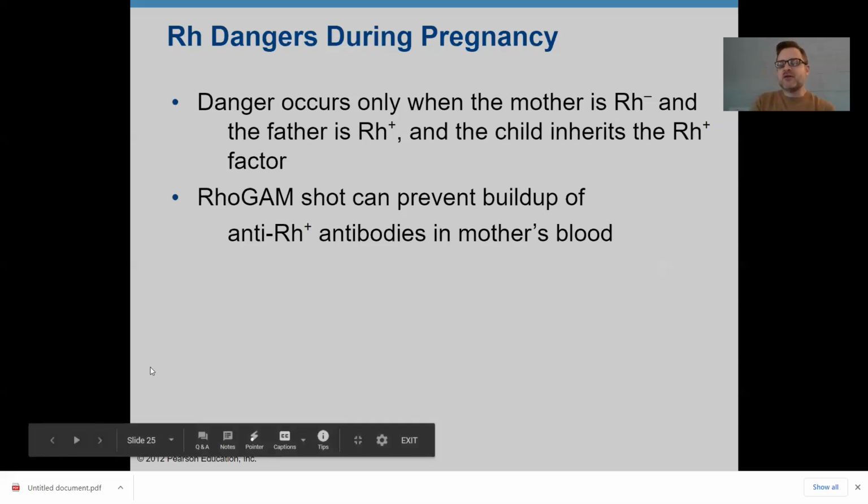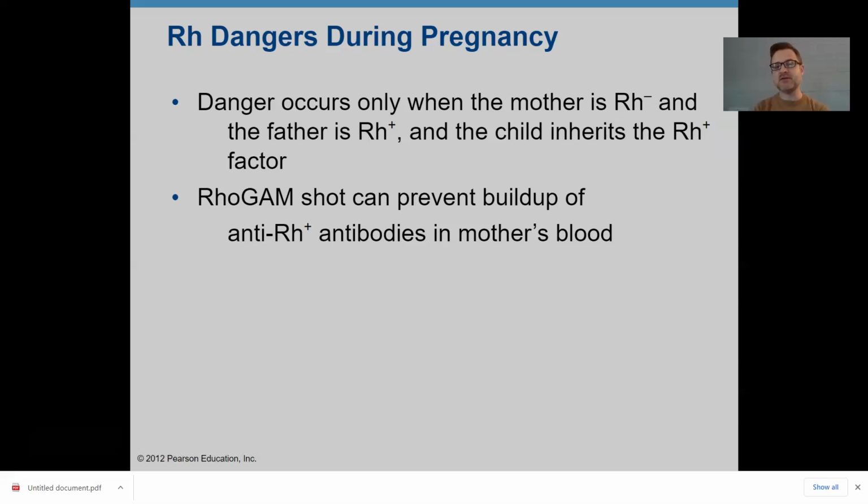So this comes to a real world application. So Rh dangerous during pregnancy. So this is actually a big deal. So what if a mom and a child have different blood types? Which happens a lot, right? It would actually be unusual for the mom and the baby to have the same blood type because the dad obviously contributes some genes to the kid too, right?